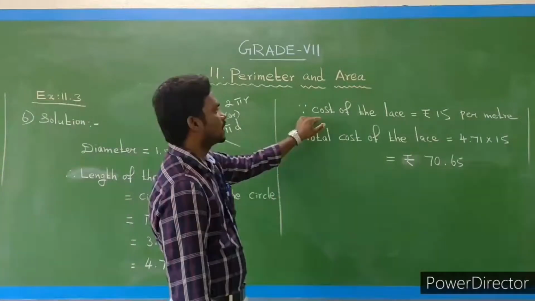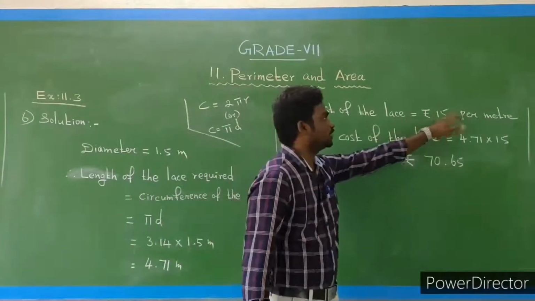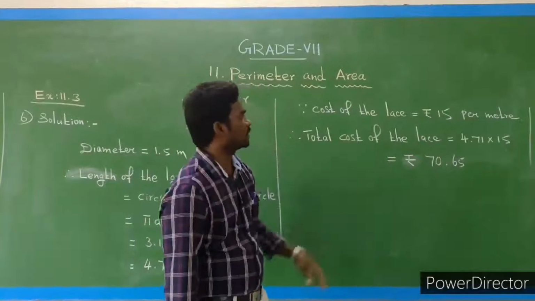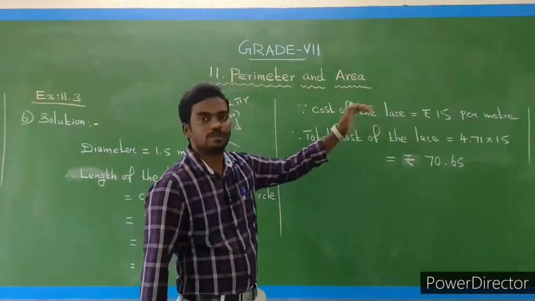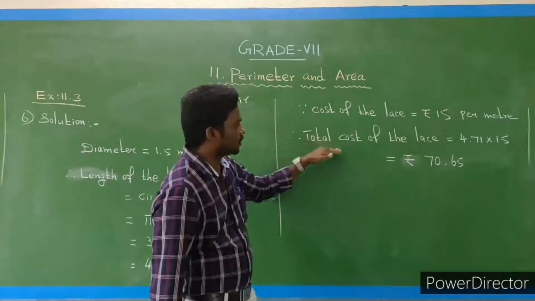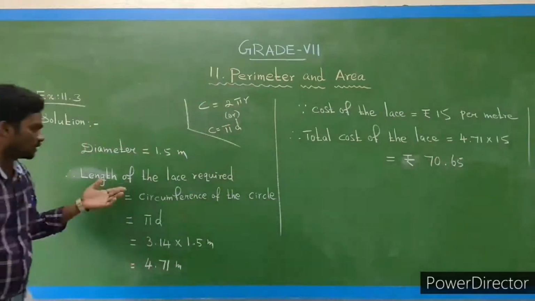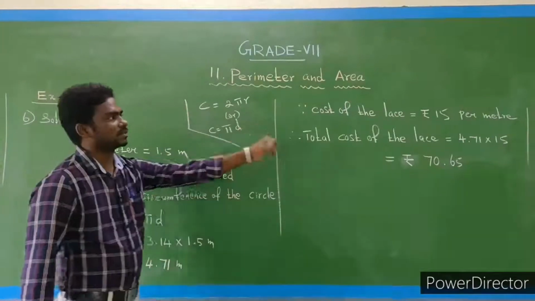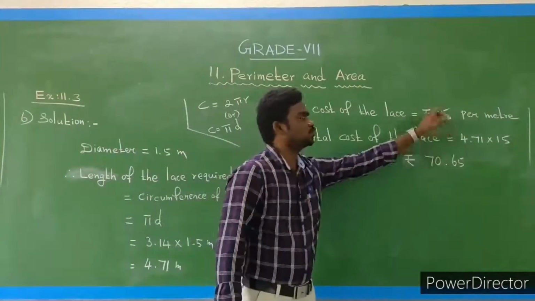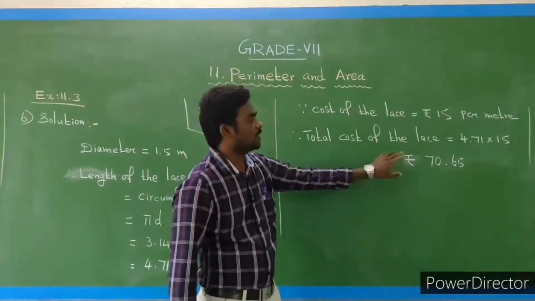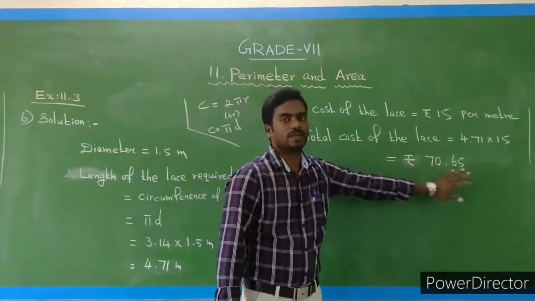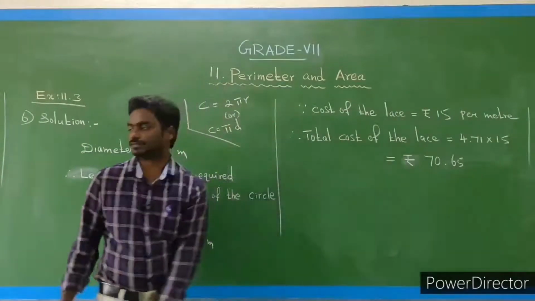Next we have to find cost of the lace equal to rupees 15 per meter, which is given in our question. Therefore total cost of the lace equal to total length of the lace into rupees 15, which is equal to, the value is rupees 70.65 is the cost of the lace.